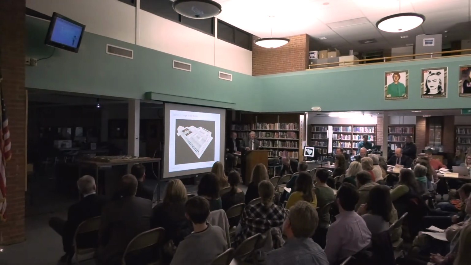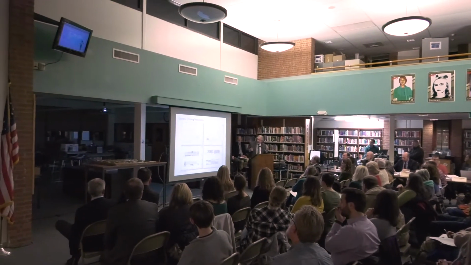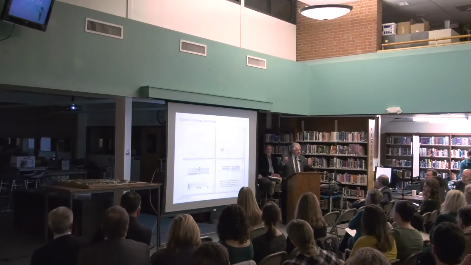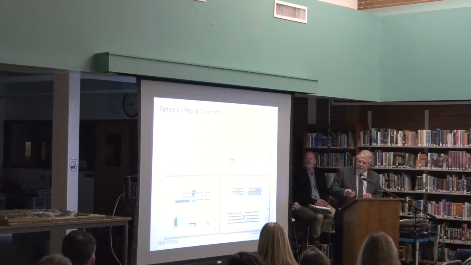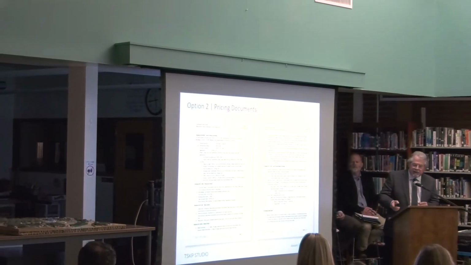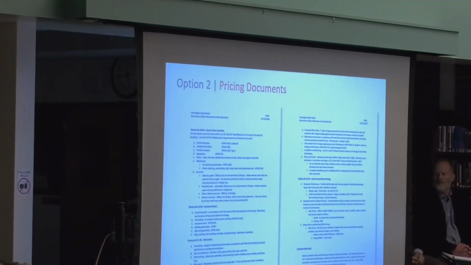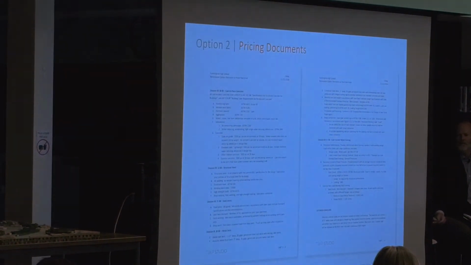Okay, so similar to our first option, what we did is we prepared a number of pricing documents, which consisted of drawings, showing plans, sections, elevations. We called out material, and also we wrote outline specifications describing all of the systems, all of the finishes, in order to give the cost estimator a basis upon which to do pricing. And then he came back with a price.